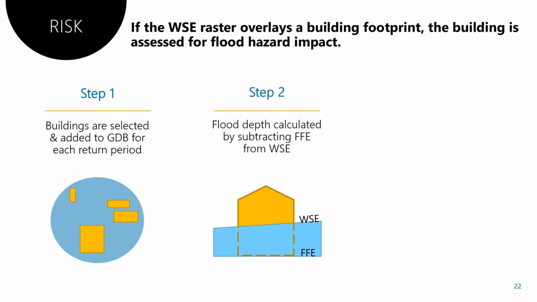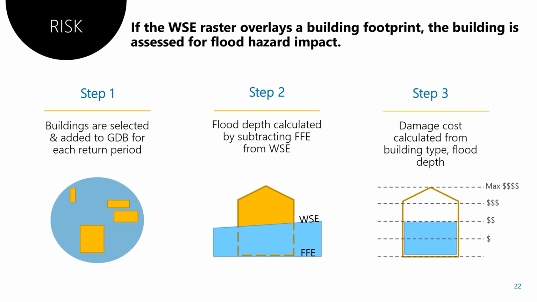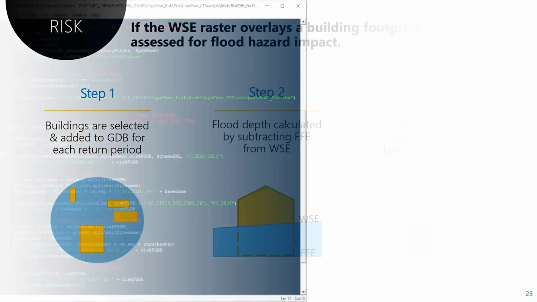And then once we have our buildings, we can calculate the flood depth. And that's going to be the water surface elevation, or I'm sorry, the finished floor elevation, just the FFE, subtracted from the water surface elevation. And then the next step is we're going to be able to calculate a damage or an impact cost, or a damage cost, which will be split up by structural, content, and then other damages.